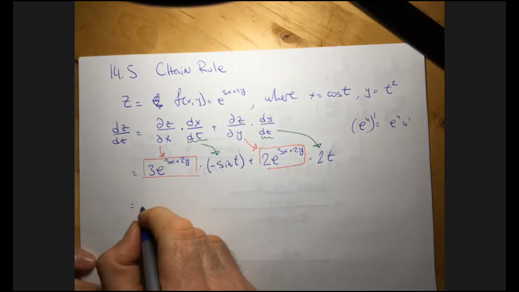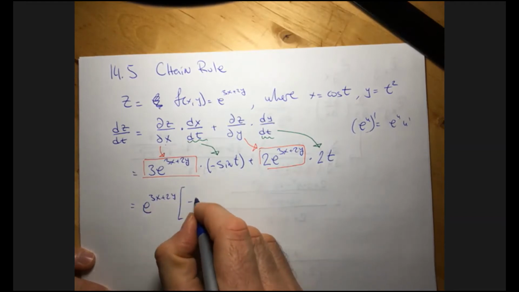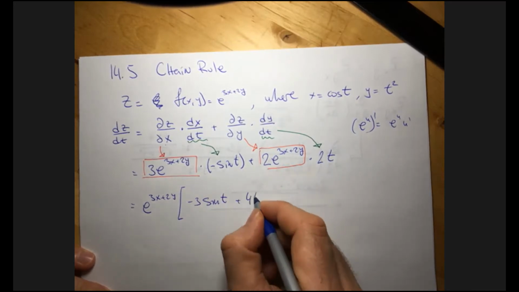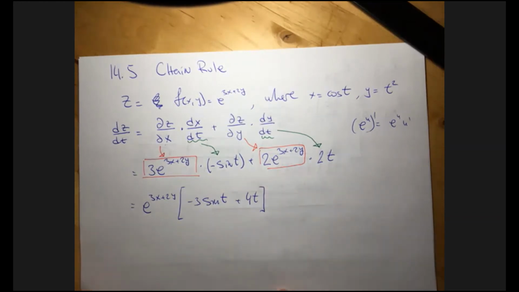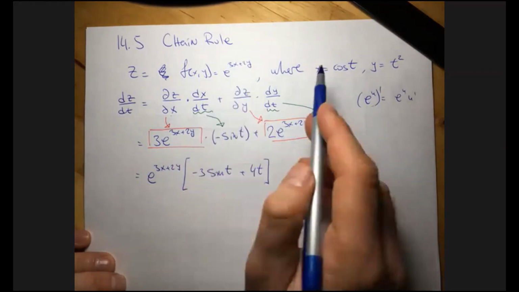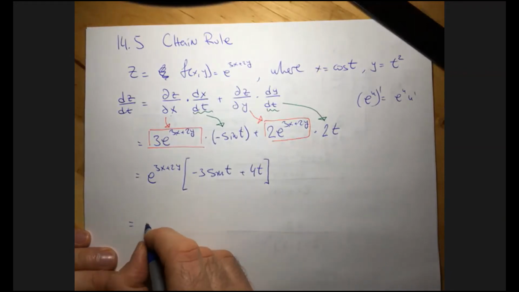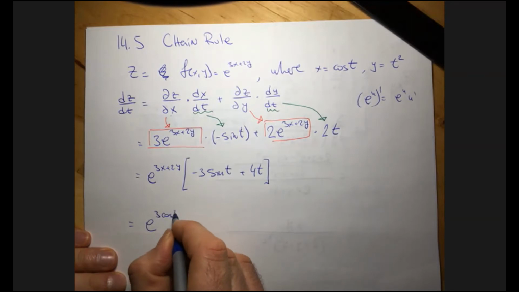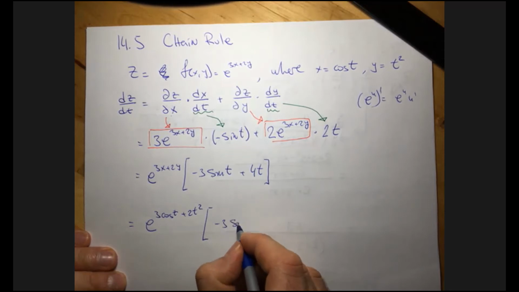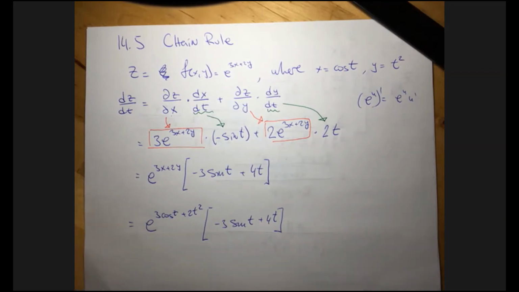factor out the common factor, e to the 3x plus 2y, and you get negative 3 sine of t plus 2 times 2t, which is 4t. Okay. Usually, when x and y are defined in one variable, we plug them back in here. So the final answer is e to the power 3 times cosine of t plus 2t squared, times negative 3 sine of t plus 4t. Okay.